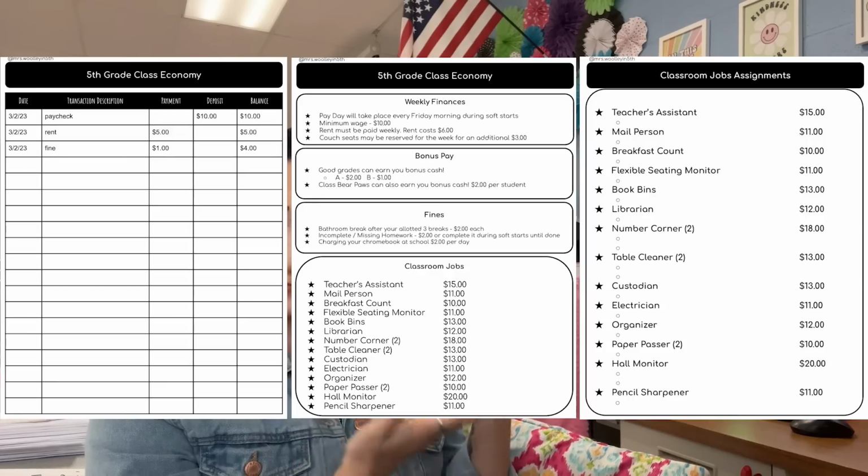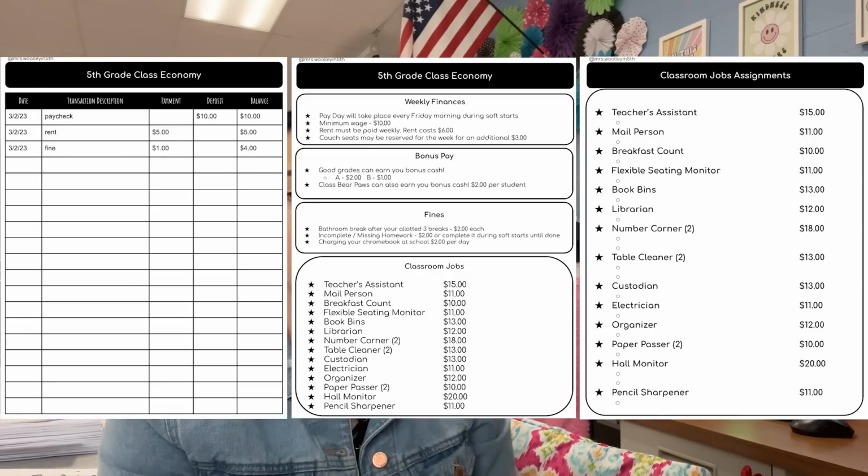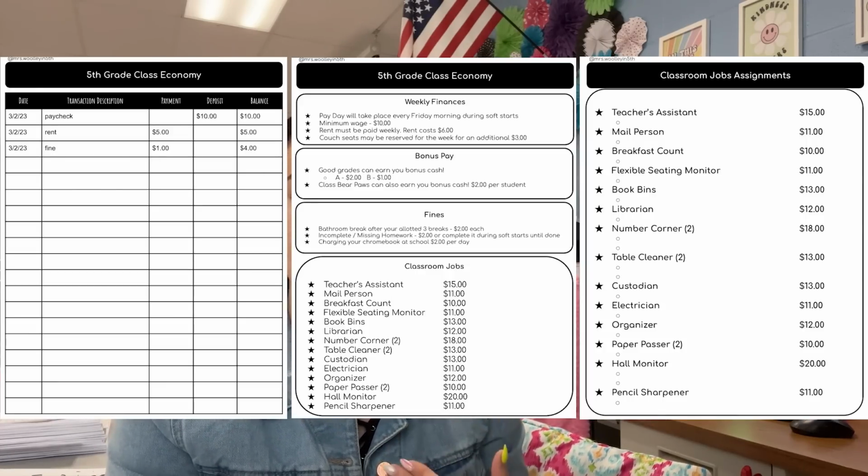And the last job is the pencil sharpener. Just gotta make sure we have some pencils in the pencil cup. So each of those jobs have a different pay scale. So I will take a picture of my pay scale and I'll put it right over here. Okay, so each job has a different amount based on the amount of responsibility that it takes.